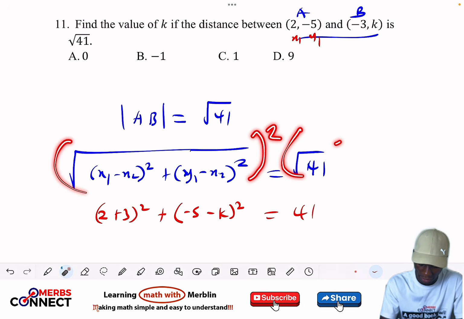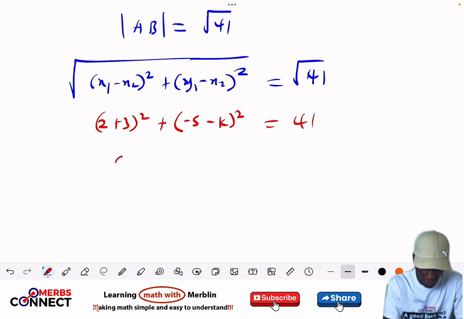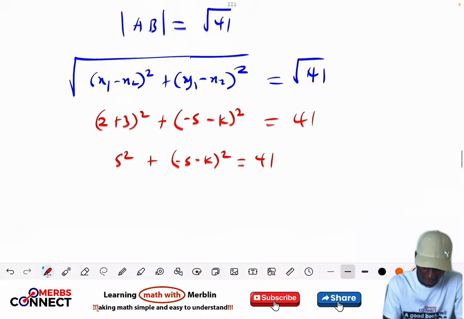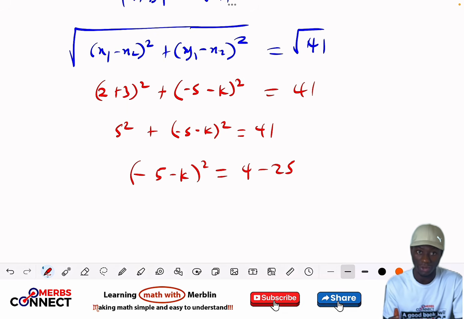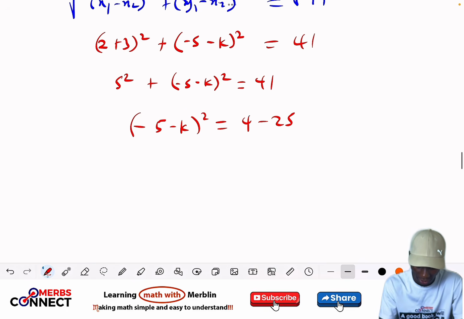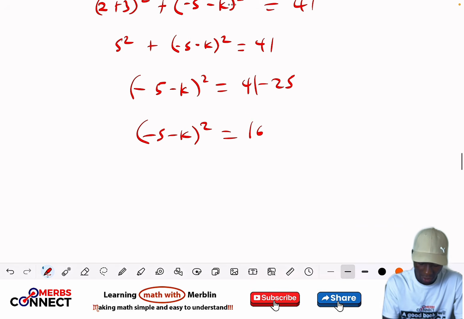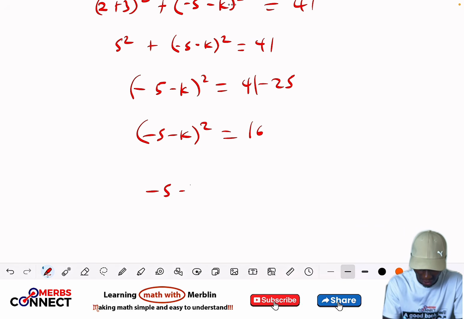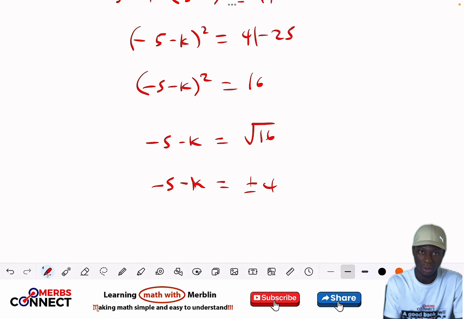So I squared this, and I'm going to have 5 squared plus minus 5 minus k squared is equal to 41. I'm not going to expand because I know the strategy here. So this is going to be 41 minus 25. 5 squared is 25, so I move it to the right, and I have minus 5 minus k squared is equal to 16. And I take the square root. So minus 5 minus k is equal to the square root of 16, which is going to be plus or minus 4 because of the square root.